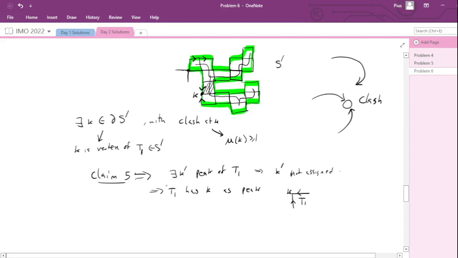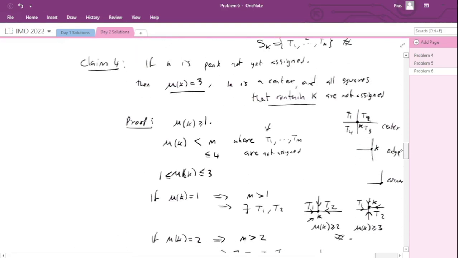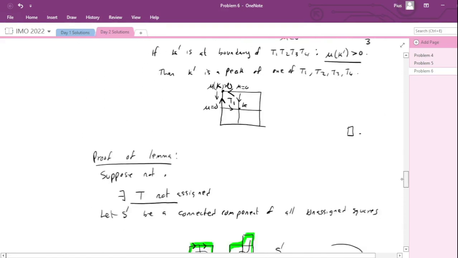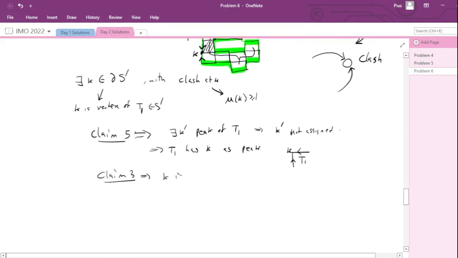All right, now if you go to claim 3, you see that because K is now a peak of T1, from claim 3, and T1 is not assigned, it means that K is also not assigned, right, since it's a peak. So we have that K is not assigned. That's because T1 itself is not assigned. Okay, so since K is not assigned, now we can go ahead to use claim 4.